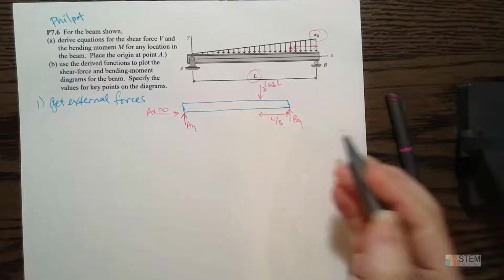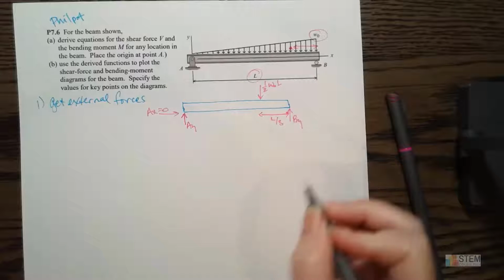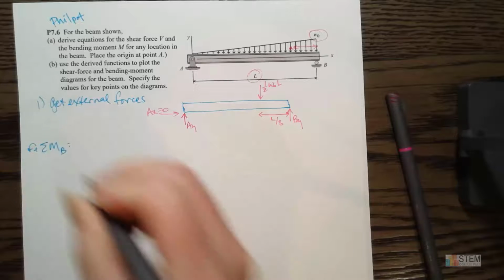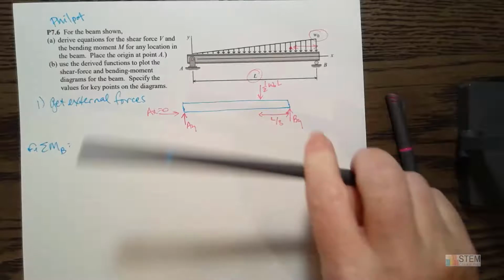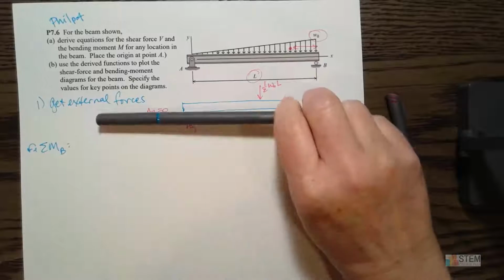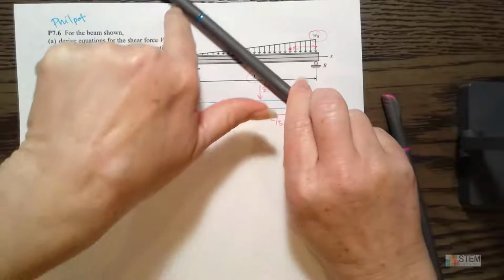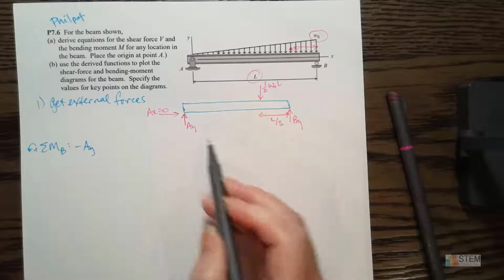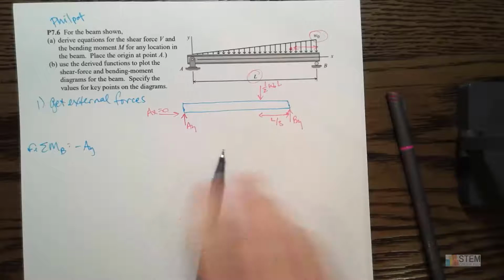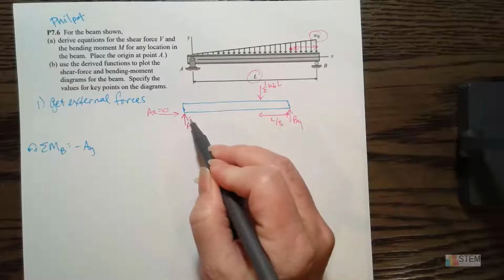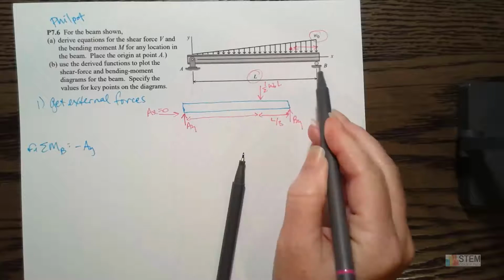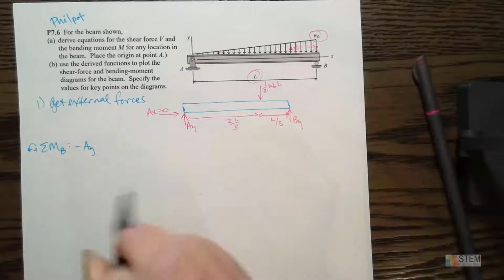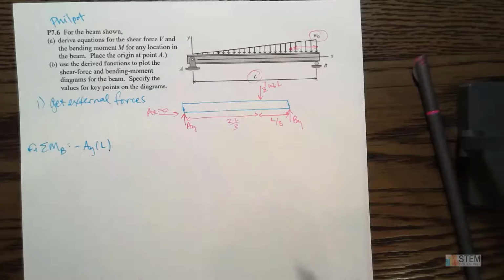And I think I'm going to go ahead and start with a moment about B for my equilibrium equation. All right, counterclockwise will be positive. So AY is going to create a moment. If we look, that's going to go clockwise, so it's a negative moment. And then that distance, it's not written up here, but the total distance from A to B is L, so this would be 2L/3. So this length here would be L.